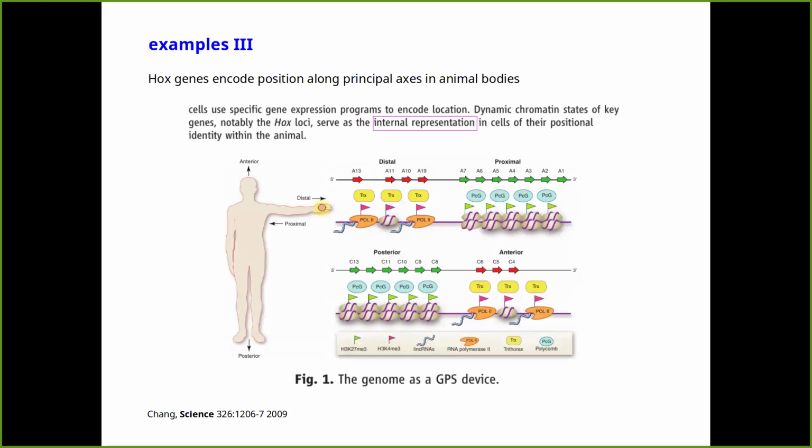And cells not only encode time, they also encode space. But it's not external space, it's internal space inside the body. It's the position along the body axes. And this is an amazing set of genes known as the Hox genes. And in a very nice paper, Howard Chang at Stanford, who studied these at some point, uses language which is very much resonant with what I'm trying to say here. In fact, he calls it an internal representation.